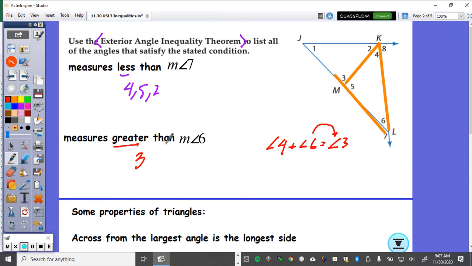Okay? Now we want to find another angle. Do I have any other angles? No, only using this theorem. Okay, you can only use the exterior angle inequality theorem. You can only do the angles that are greater than 6. You can't sit there and say, well, this is obviously bigger. It might be. But I want you to tell me what in relationship to the exterior angles. Okay, so 4 plus 6 is 3, then 3 is bigger than 6.